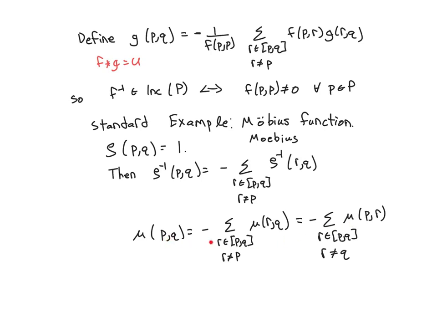Notice the difference. Here we're varying the first coordinate. Here we're varying the second coordinate. So here, these first coordinate entries are all strictly bigger than P. Here the second coordinate entries are strictly less than Q.